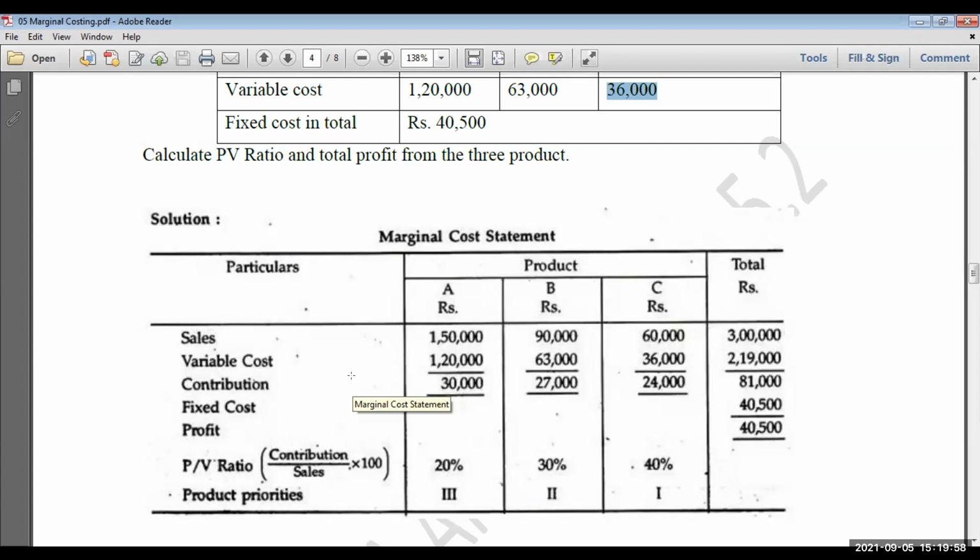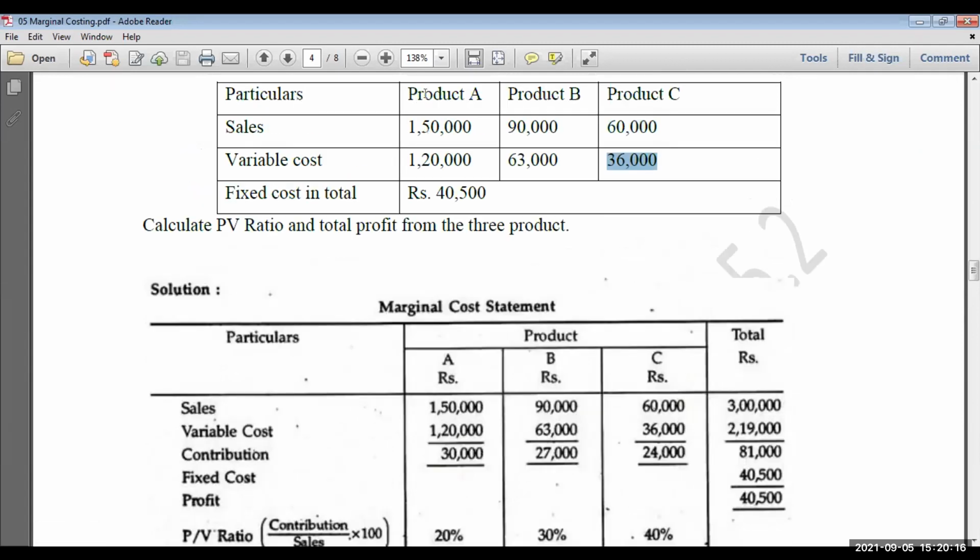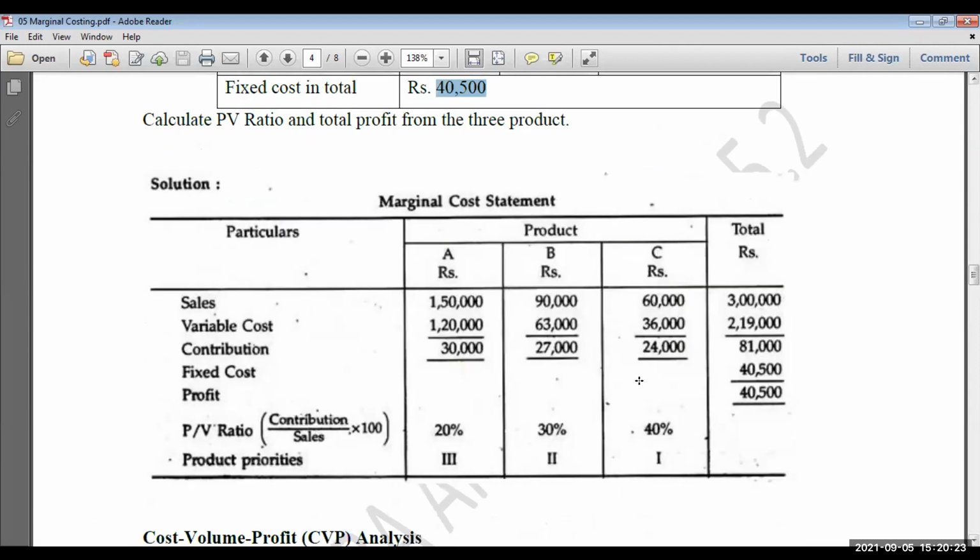Are you getting the amount of contribution? Yes, sir. It's directly mentioned. 30,000, 27,000 and 24,000. The total contribution is 81,000. Now, to operate this company for producing A, B, C products, the total fixed cost is 40,500. So I minus the 40,500 from the total contribution, and I will get profit. The profit is 40,500.